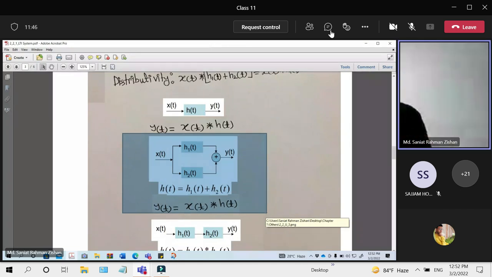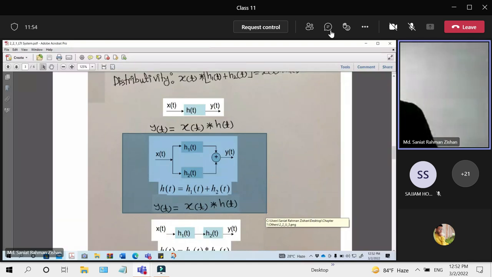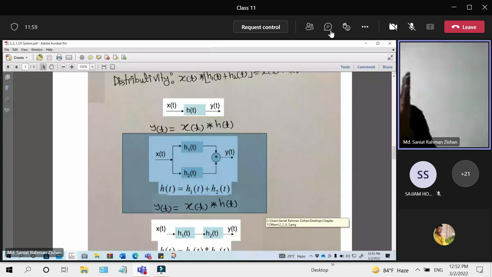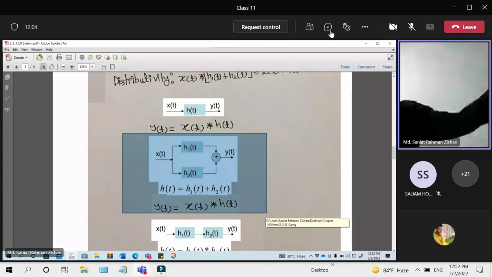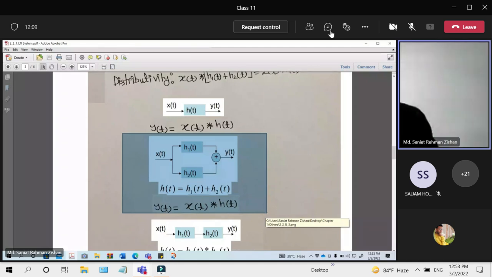H1(t) plus H2(t). You can see there is the adder. So again, in terms of meaning, if I give you this diagram and ask what this is, you need to say that in this case there are two LTI systems connected. One system is represented by H1(t) and the other by H2(t). If I ask what their combined response is, their total response is h(t), so that should be H1(t) plus H2(t).